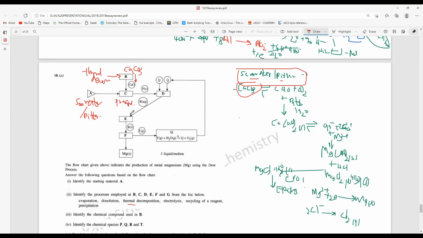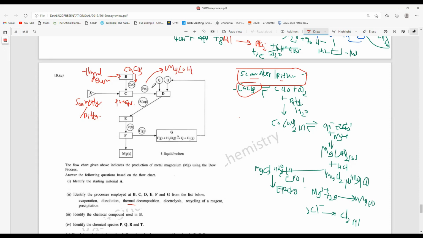Okay. Then when you have this precipitation of magnesium, so this precipitation P is going to form. So what is P here? It should be magnesium hydroxide, right? Yeah, magnesium hydroxide. And the next step is you add HCl.